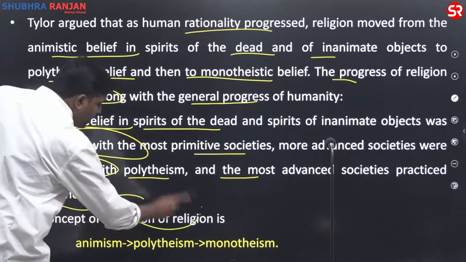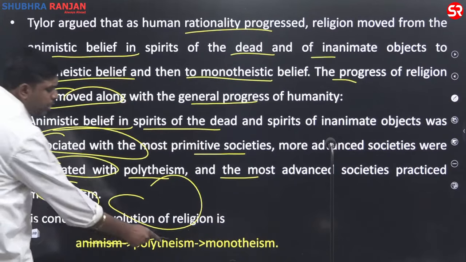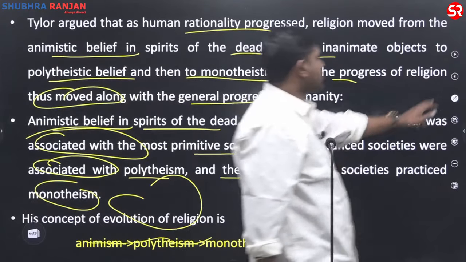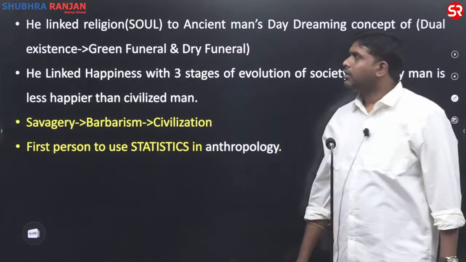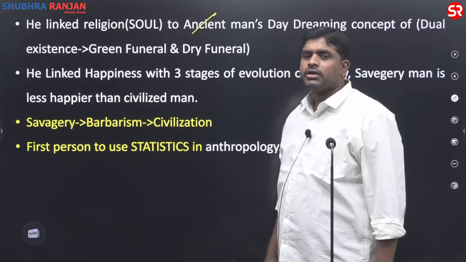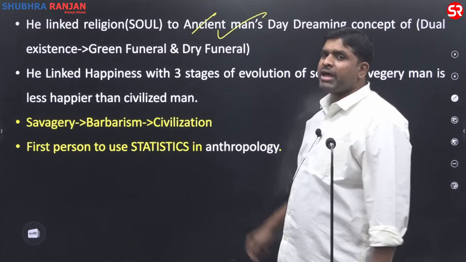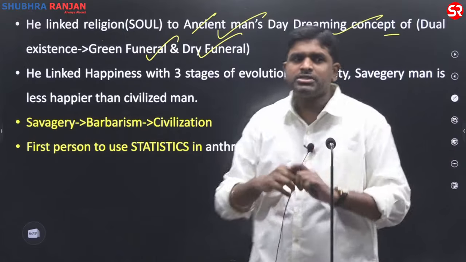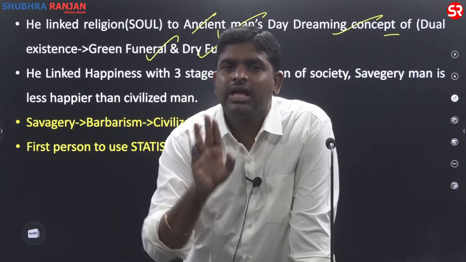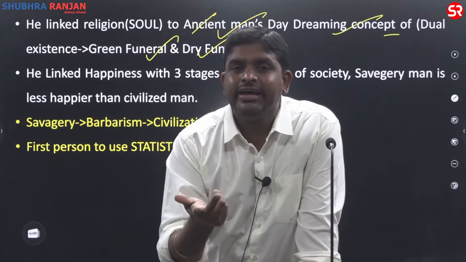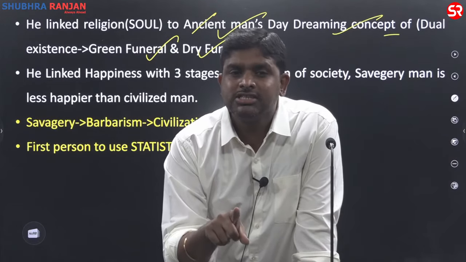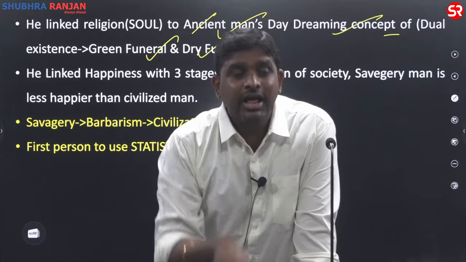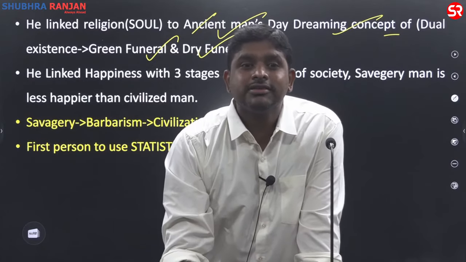So finally he told, religion has been evolved from animism to polytheism. He linked religion to ancient man's daydreaming concept of dual existence, green funeral and dry funeral. I told you green funeral means for 3 days I will not do any death funeral. After 3 days, I will come to a conclusion that the man died. Then I will go for funeral. That is called as dry funeral. So 3 days when I am not conducting funeral is called as green funeral. After 3 days when I am conducting funeral is called as dry funeral.